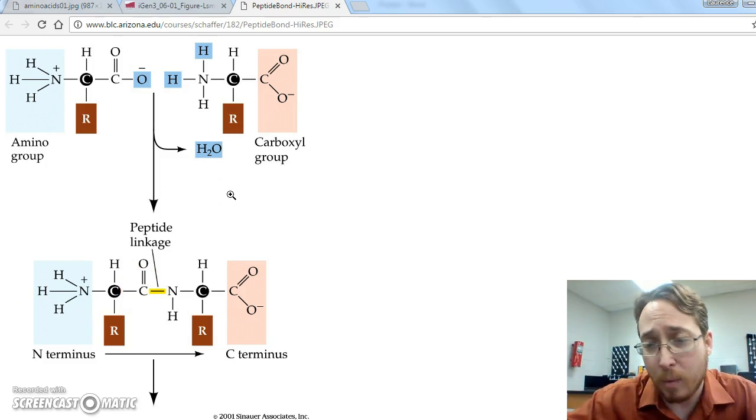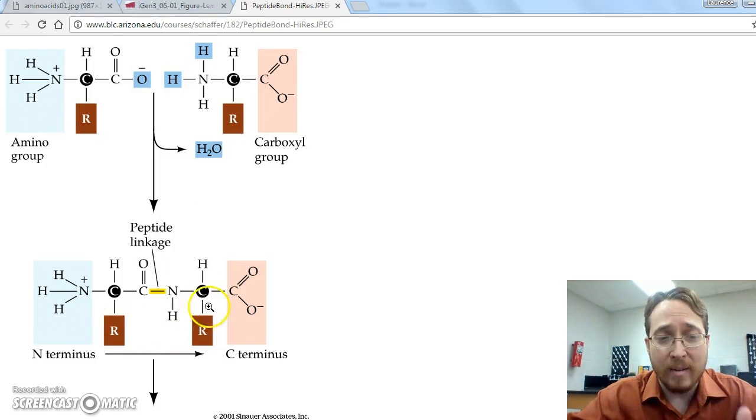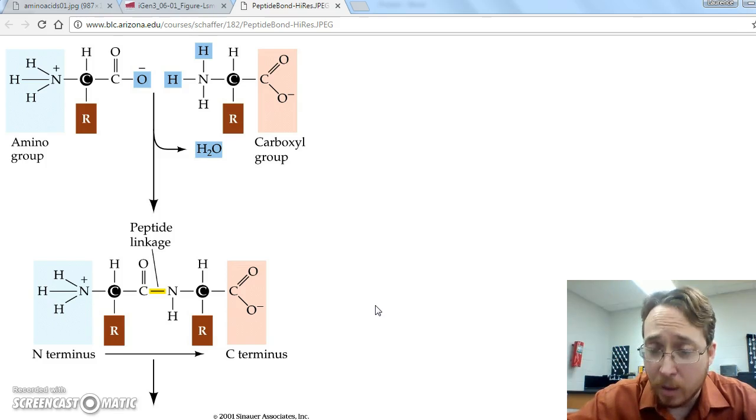Now, a peptide bond is a normal polar covalent bond, but it is always occurring between a carboxyl group and an amino group in order to form this particular link. And now you do many of these together, that gives you your protein polymer, which we will discuss more in detail in the next video.